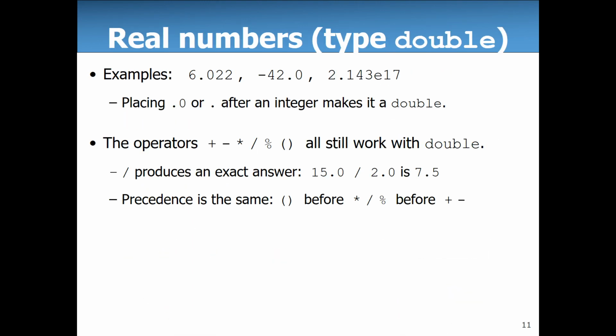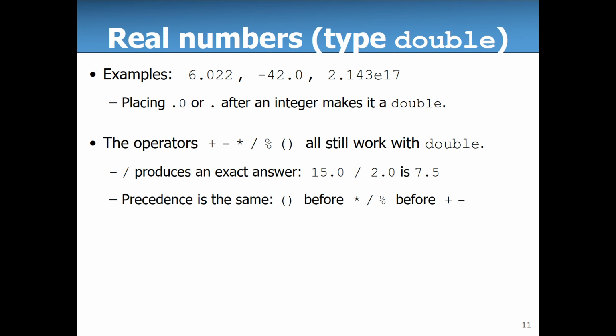Okay. So real numbers, examples of this are 0.22, negative 42. Oh, and we can do scientific notation as well. 2.4143 times 10 to the 17th power, right? That E for scientific notation. We can take any integer value and turn it into a double manually just by putting 0.0, or even just a point after it will make it a double. Everything still works the same way as integers.